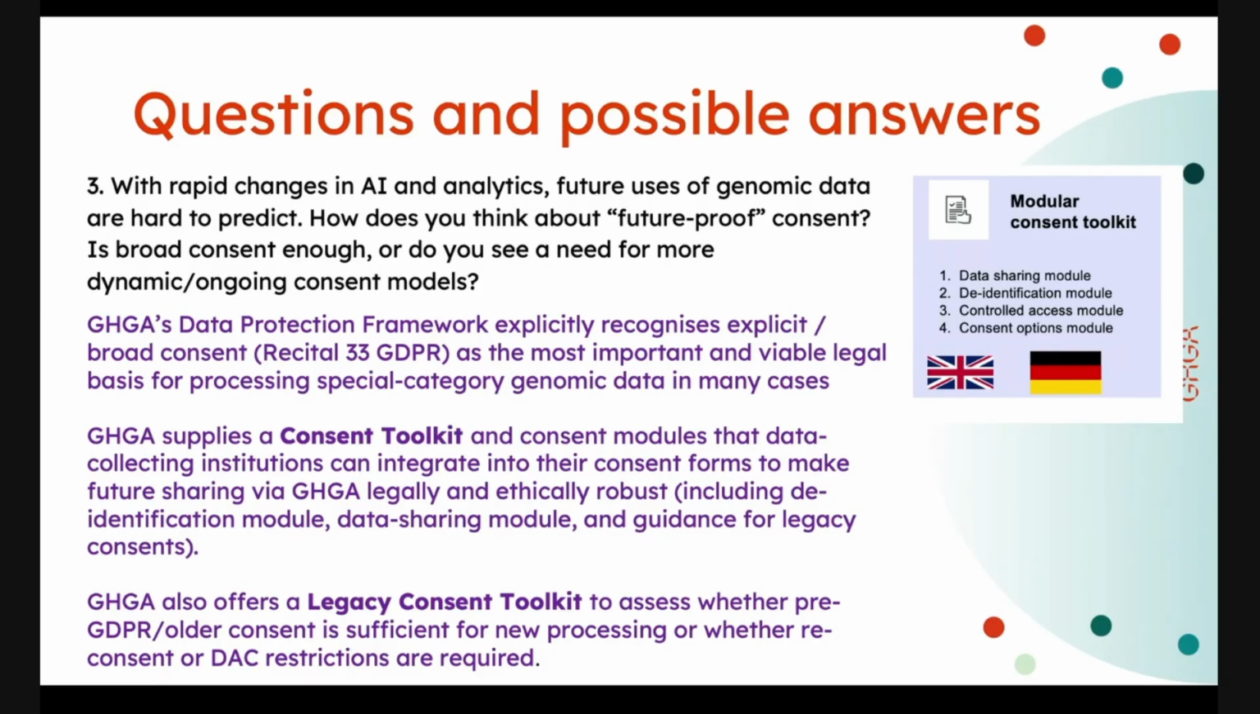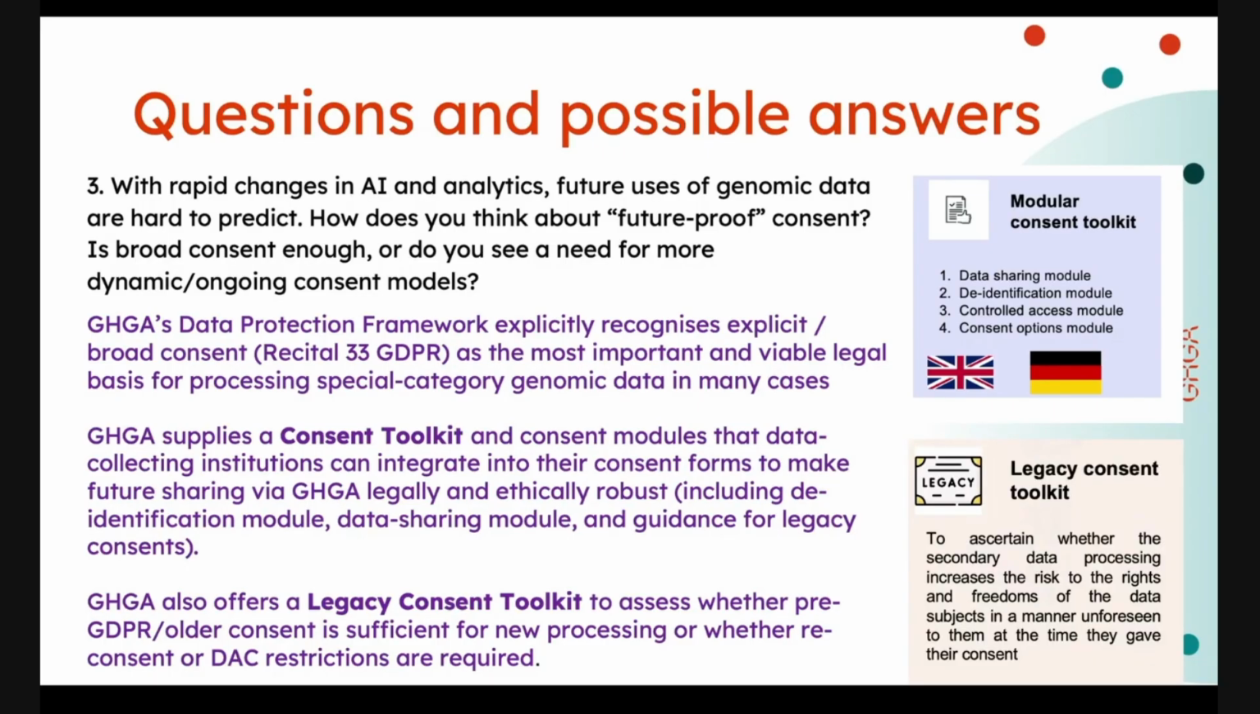But the ethical work stream, as I mentioned to you, has come together with a lot of other consent toolkits. As I showed you in the example on the right-hand side, they came up with how data sharing should be done, how de-identification modules can be adapted. This is not just for GHGA, but for data sharing practices and consent option modules in general. So these modular toolkits can also be explored depending on the use case. We also have a legacy toolkit that was put together on whether the GDPR consent is sufficient for processing, or whether other restrictions are also needed. To answer that question precisely, broad consent is good enough, but more modular consents will help us be more specific to the use case we are dealing with.